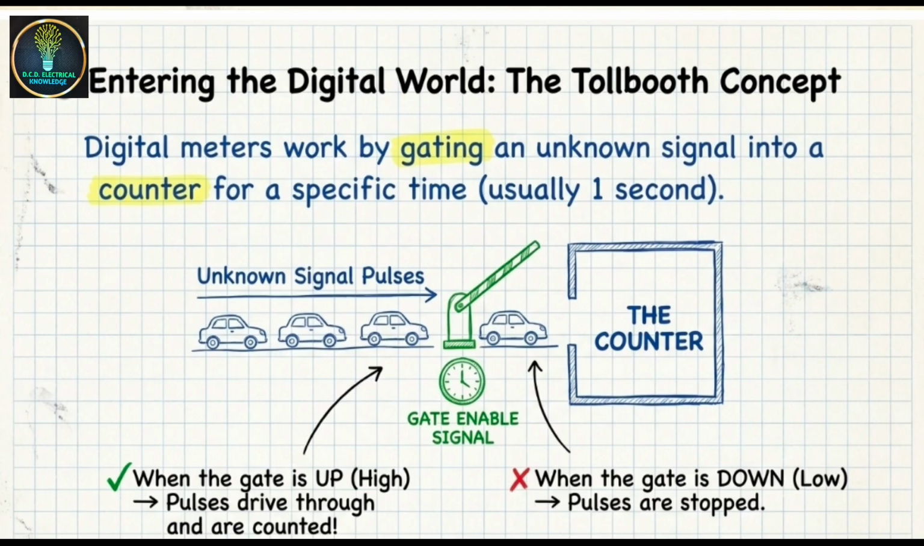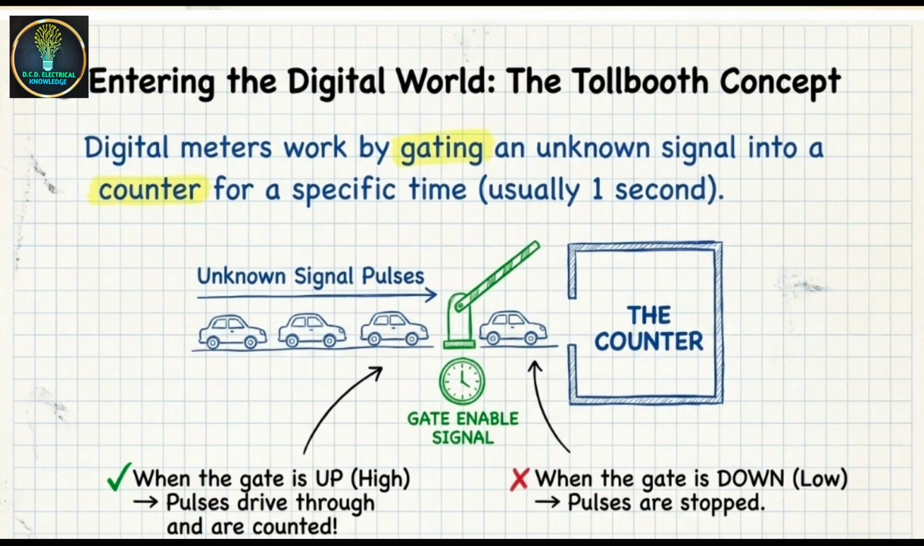Entering the digital world, the toll booth concept. Digital meters work by getting an unknown signal into a counter for a specific time, usually one second. Unknown signal pulses. When the gate is up, that is high, pulses drive through and are counted.